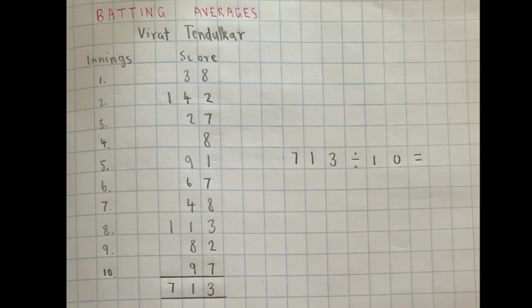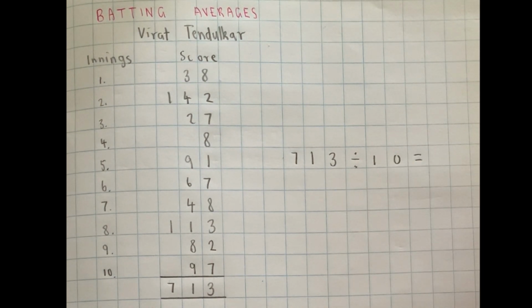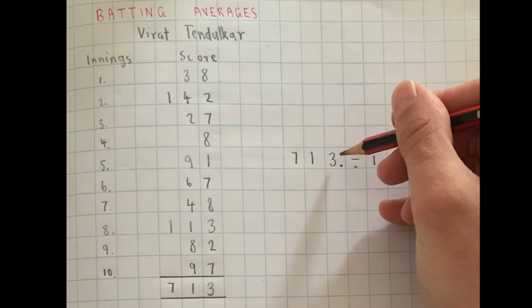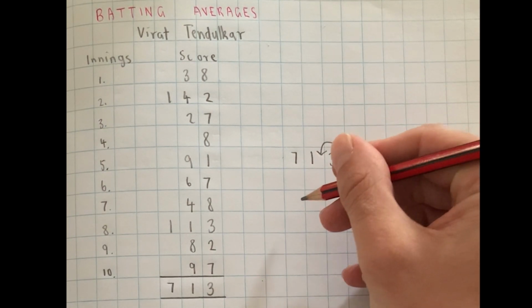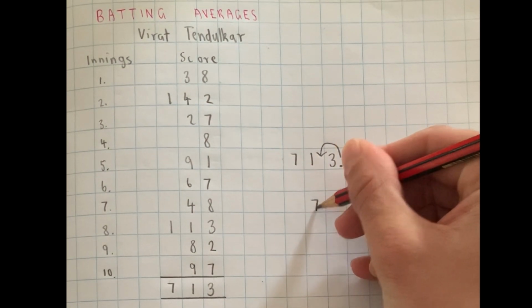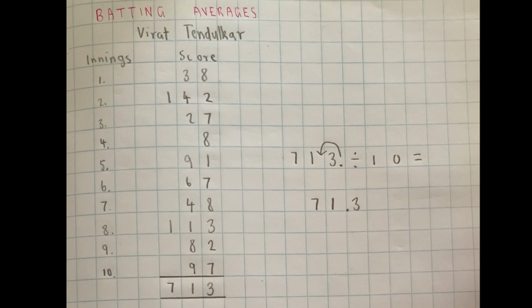So I can use the short division strategy if I would like, or because it is 10, what I like to do is just use a little trick of knowing that there's a decimal point here and move the decimal point one place. So that would mean that Virat Tendulkar in this set of scores averages 71.3, which is an incredible average. So he's done very, very well. Now, that's the simple version. Because there were 10 innings, it's quite easy to just use that trick of moving the decimal point.